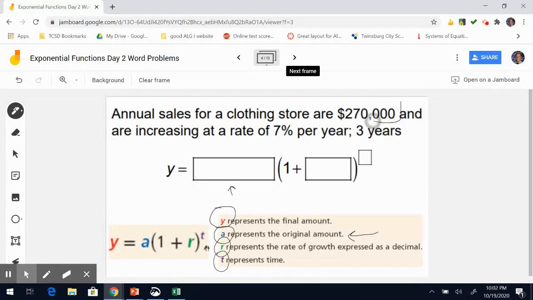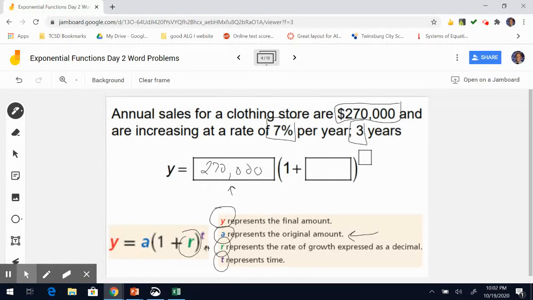So again, I like to highlight the information that's thrown at me. And obviously we're in math class, so guess what? Numbers mean something here. So now we have to decide. We have 3 numbers, we have 3 boxes. So those 3 numbers have to go in those 3 boxes, and obviously order matters. So if A is the original amount, we have 270,000 going in this box.